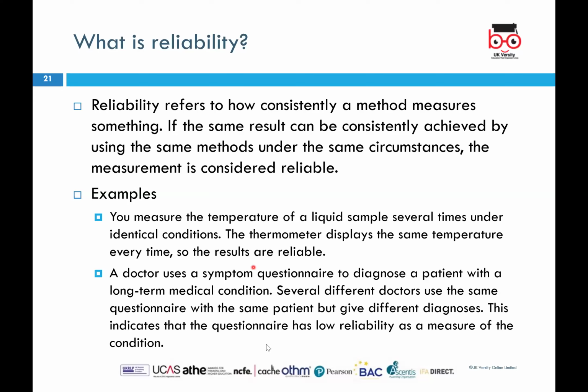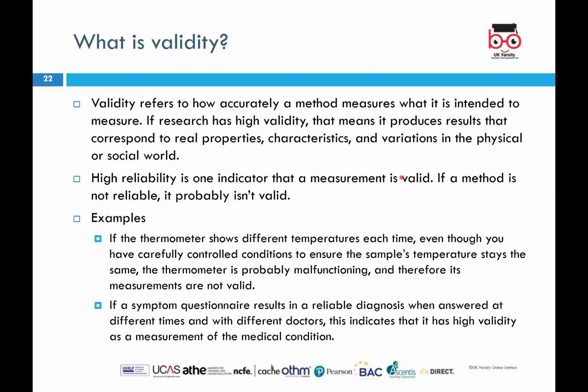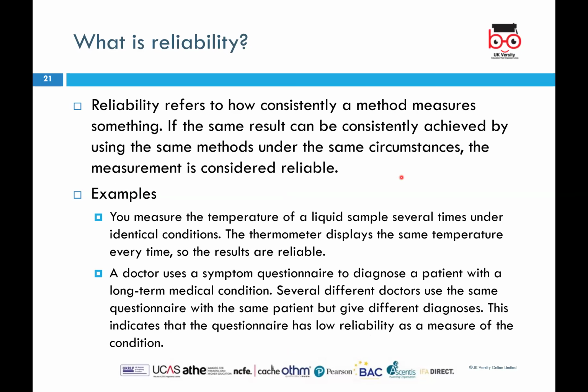Again, a doctor uses a symptom questionnaire to diagnose a patient with a long-term medical condition such as diabetes. Several different doctors use the same questionnaire with the same patient but give different diagnoses. This shows that the questionnaire is not reliable. That means that if the questionnaire is used by different people, in different conditions, it doesn't give the same results. So that is reliability.